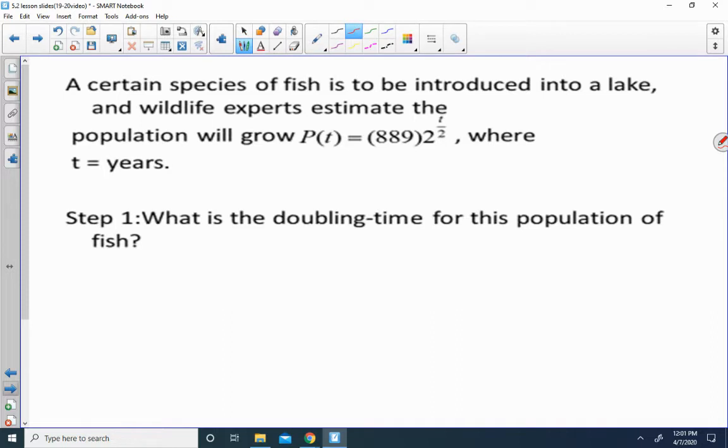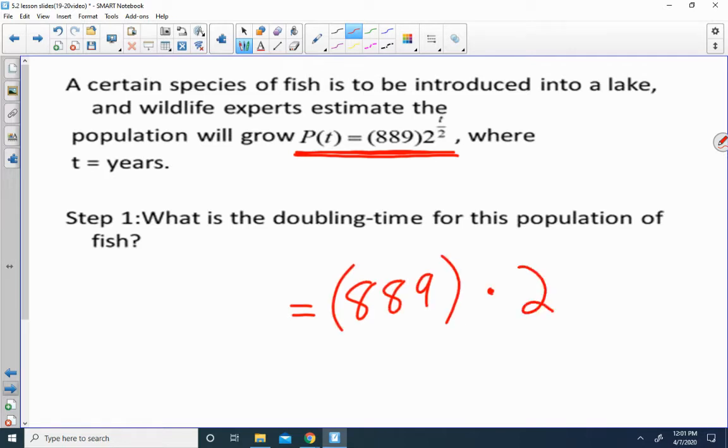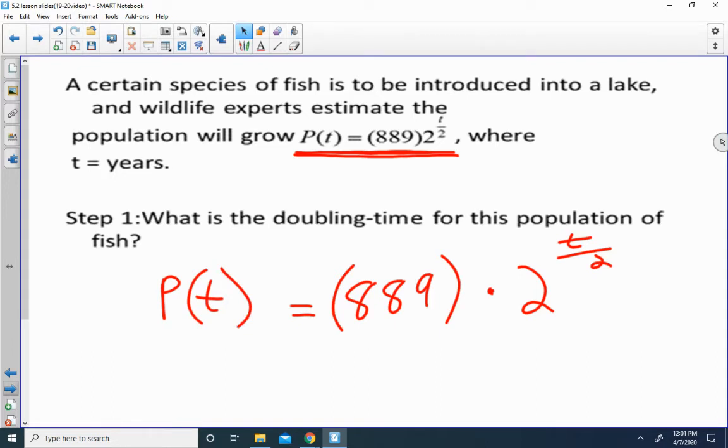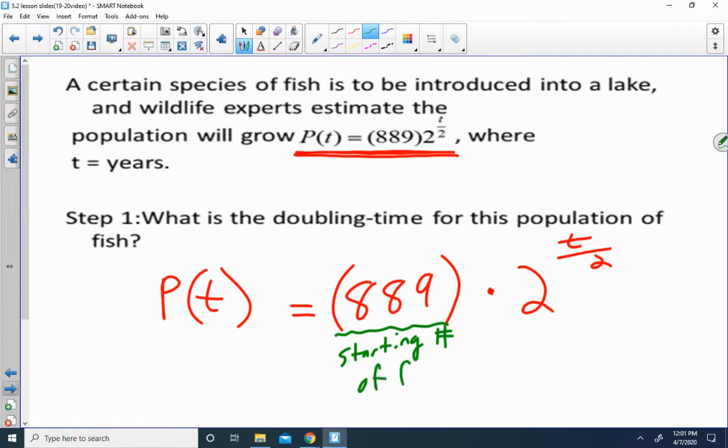Before we solve the equation, let's look at what formula we're given. We have 889, and we're going to multiply that by 2 to the power of t divided by 2, where t is the time in years, and that's going to be equal to P of t. Now let's talk about what these numbers represent. Let's first start with the 889. That is the starting number of fish. In other words, this is the number of fish that they're putting into the lake.